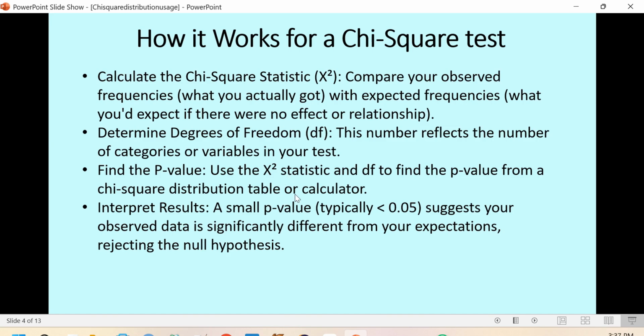Then use the chi-square statistic and compare with the chi-square table or the critical region. Then we get the p-value. P-value means this is a very small number, which means if we assume the null hypothesis is true, so if we assume there is no significant difference or there is independence, then the probability that we get this statistic in the critical region will be very small.